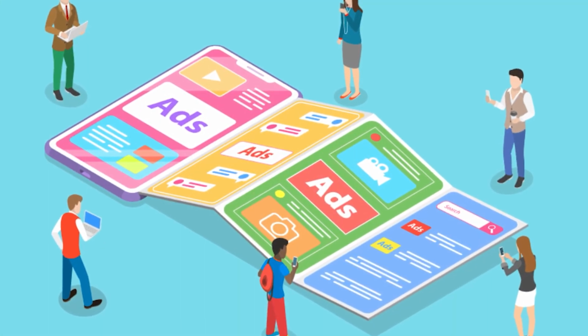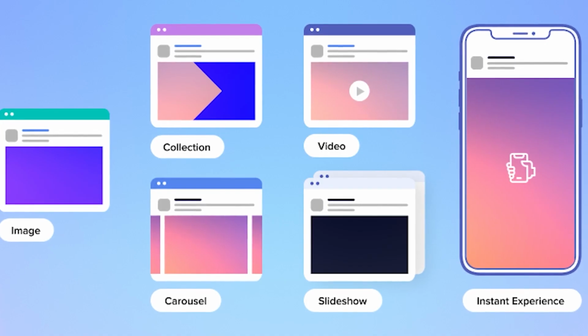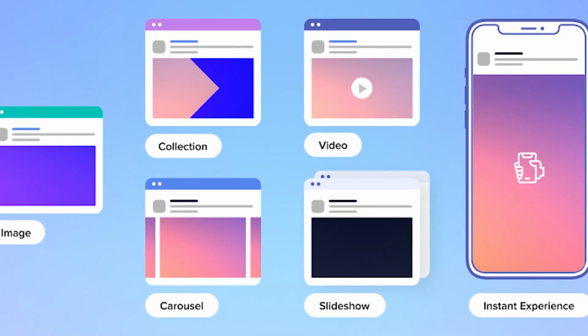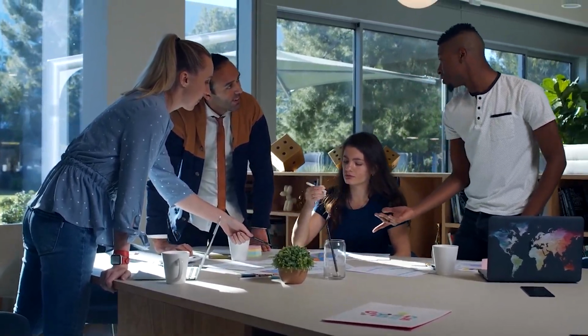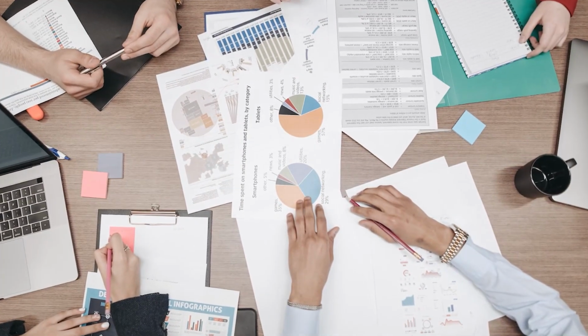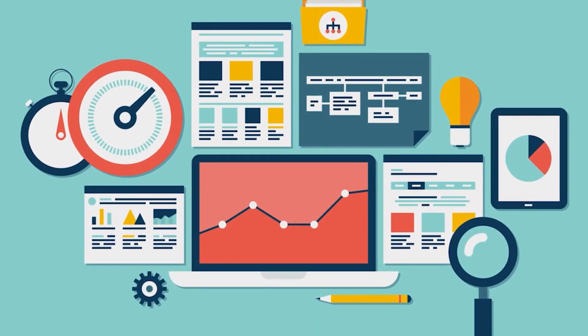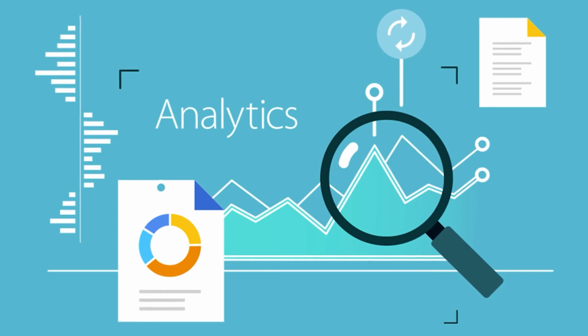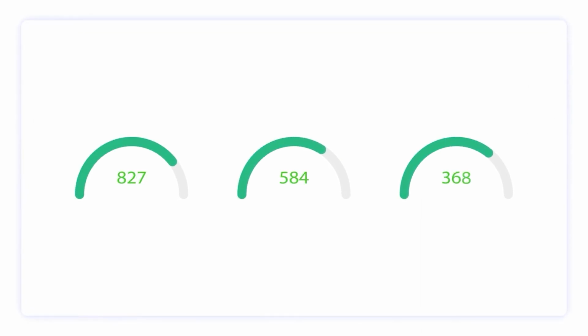Secondly, be open to experimenting with different ad formats and messaging. Ad Creative AI allows you to create a range of ad variations quickly and easily, so take advantage of this and test different approaches to see what works best. Finally, make sure you are tracking your ad performance metrics and using this data to optimize your campaigns. By analyzing metrics such as click-through rates, conversion rates, and cost per click, you can identify which ad variations are generating the most results and make adjustments accordingly.